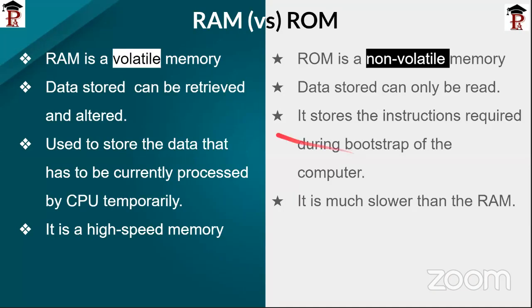Okay, RAM and ROM have different purposes. RAM is random access memory, which is a volatile one. ROM is a non-volatile memory, which means whatever is given in the ROM is not editable, it is only readable.